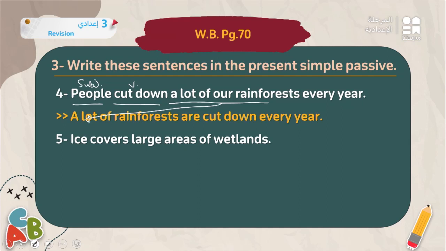Ice covers large areas of wetlands. We did an example like this. Ice is the subject. Covers is the verb. And large areas of wetlands is the object.